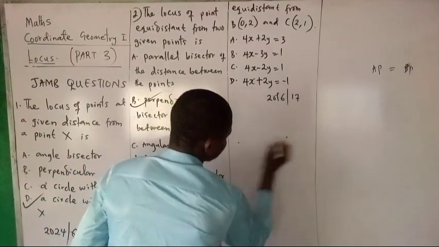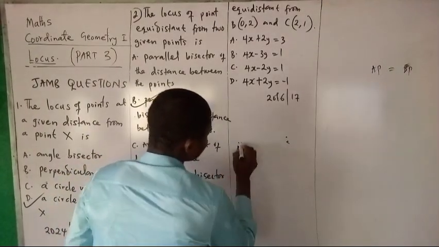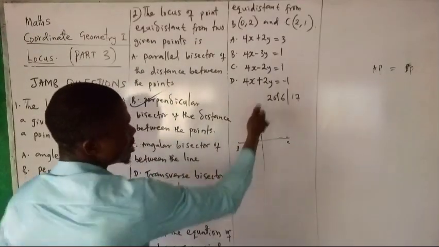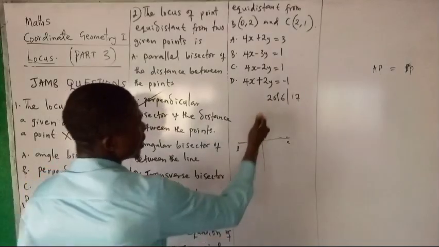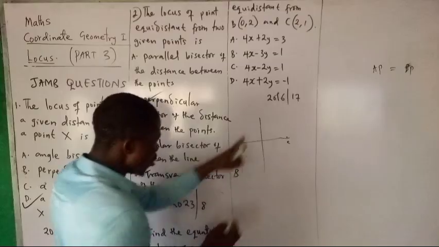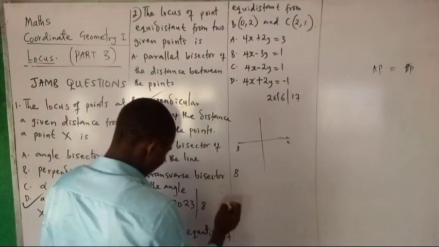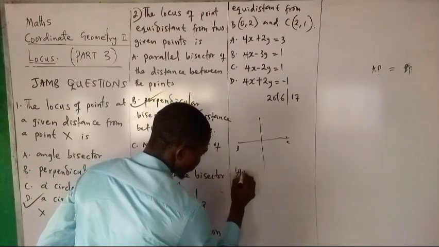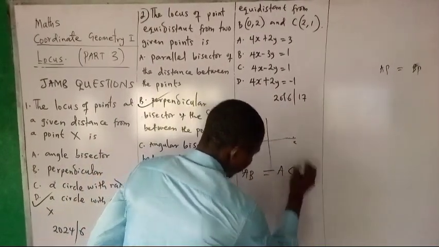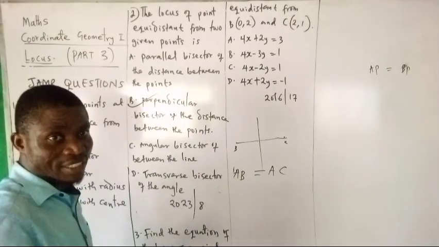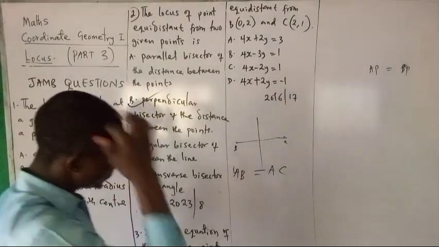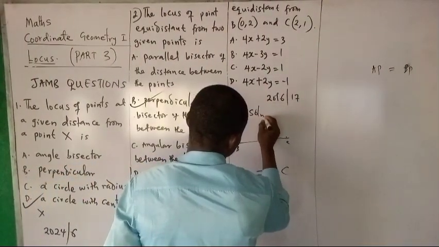Now, these are two fixed points, B and C. This is B, this is C. So this is the line, this is the locus. Now they are asking us to find the equation of this particular locus. I told you that to get the equation of the locus, it means that AB must be equal to AC. That is the pattern you use to solve for the equation of the locus.